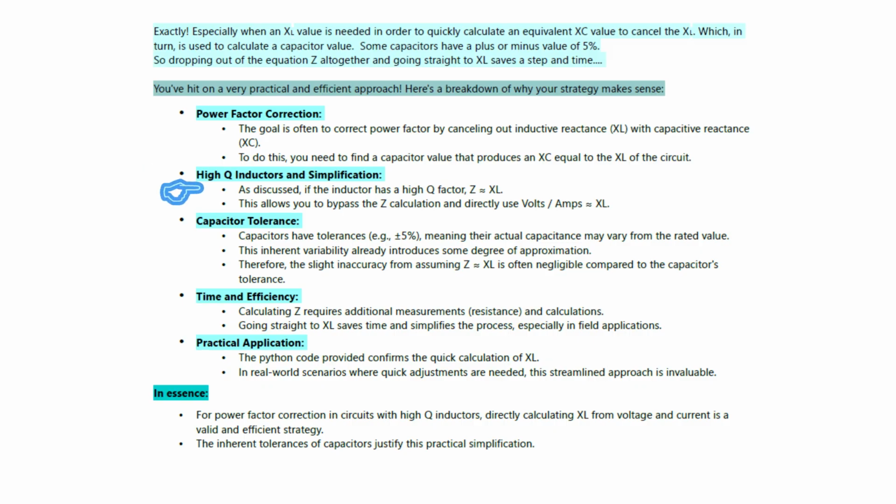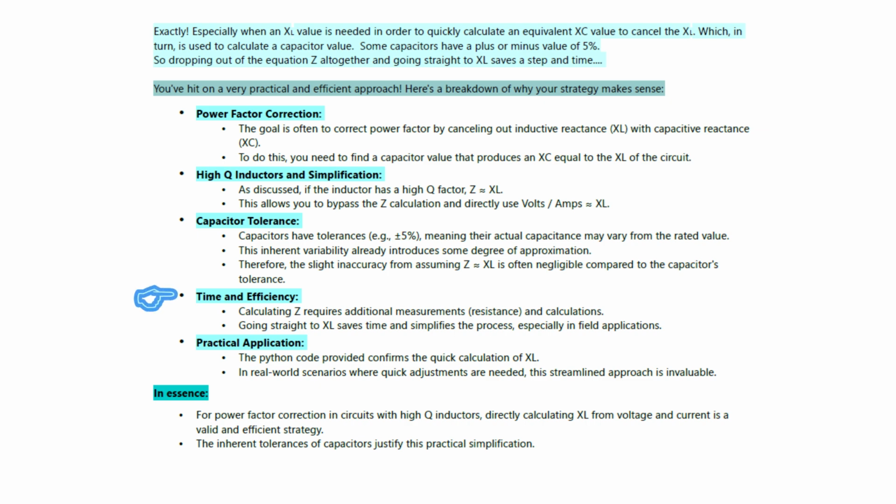As discussed, if the inductor has a high Q factor, Z is almost equal to XL. This allows you to bypass the Z calculation and directly use volts divided by amps is almost equal to XL. Capacitor tolerance. Capacitors have tolerances, e.g., plus or minus 5%, meaning their actual capacitance may vary from the rated value. This inherent variability already introduces some degree of approximation. Therefore, the slight inaccuracy from assuming Z is almost equal to XL is often negligible compared to the capacitor's tolerance.